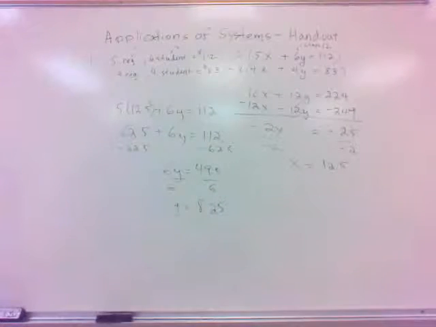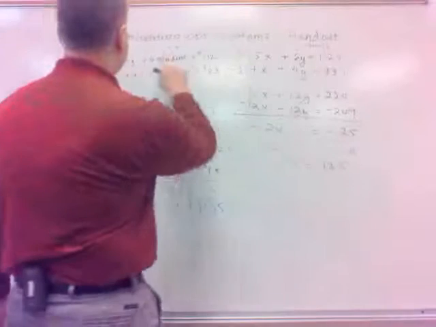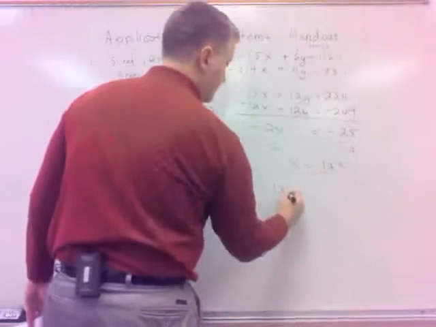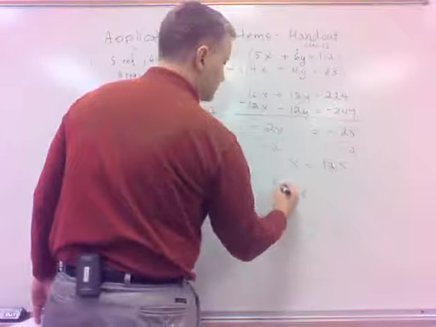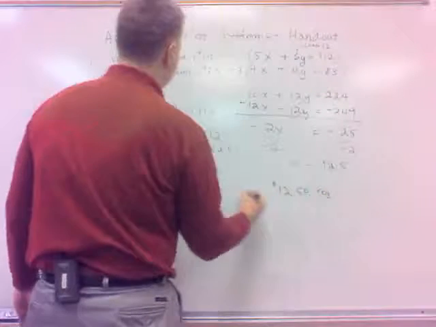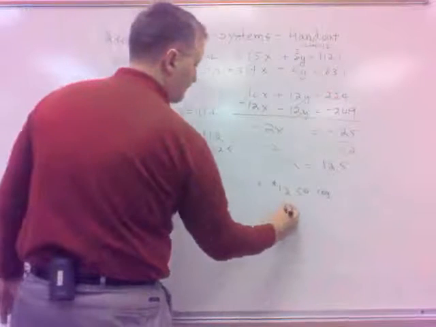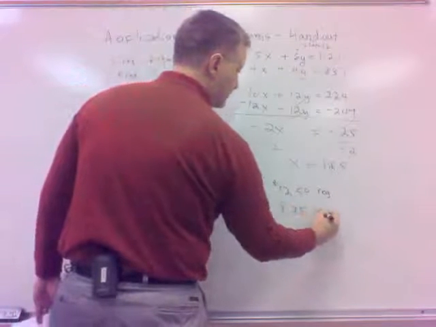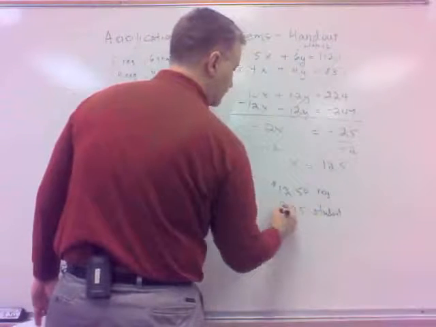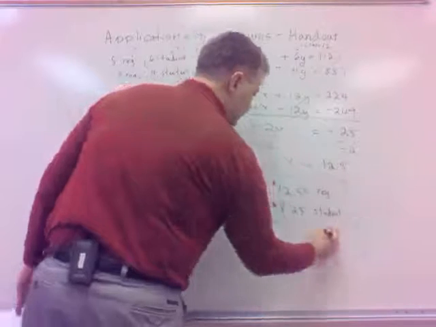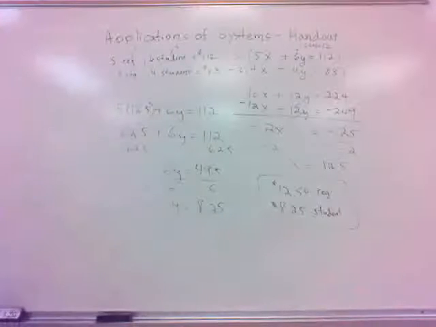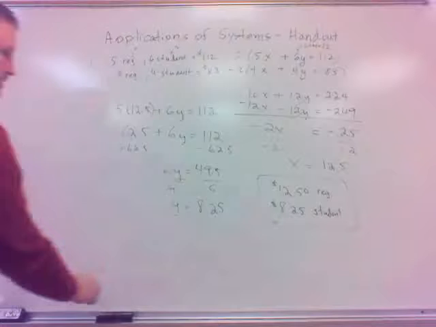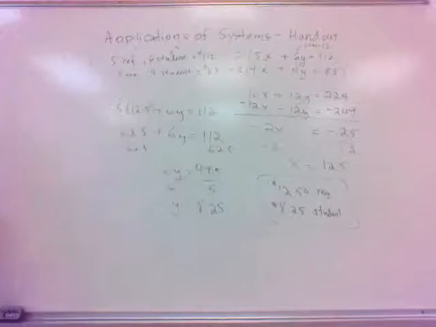So that tells me what? That tells me x is the regular price. So I've got $12.50 is the regular price. And $8.25 is the y, so that would be the student price, right? Does that sound okay? All right. Any question or concern on number 1?